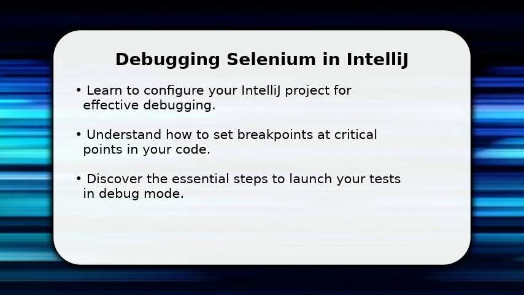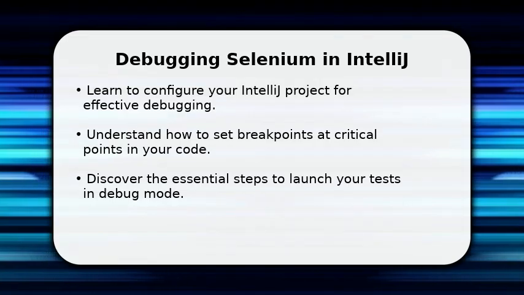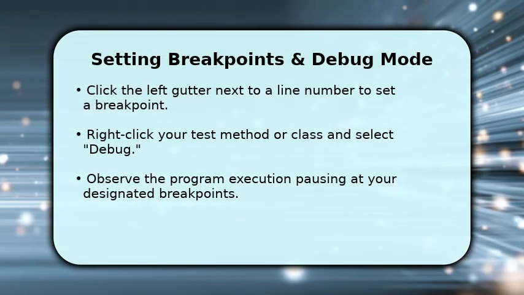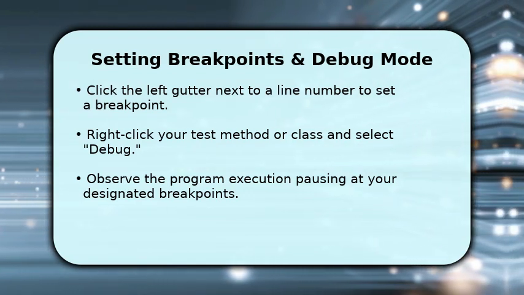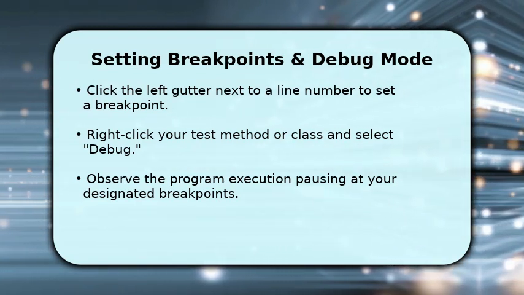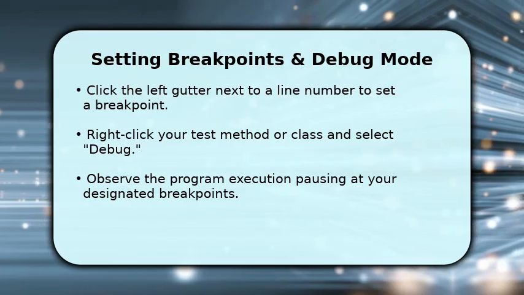We will then proceed to place breakpoints at these strategic locations to pause execution. To set a breakpoint, simply click in the left margin, also known as the gutter, next to the line number where you want execution to pause. A red circle will appear, indicating an active breakpoint.